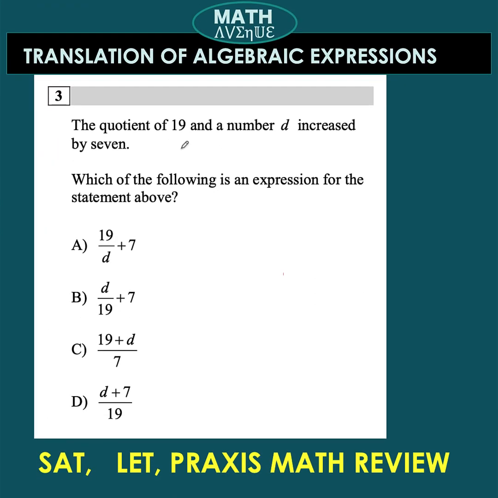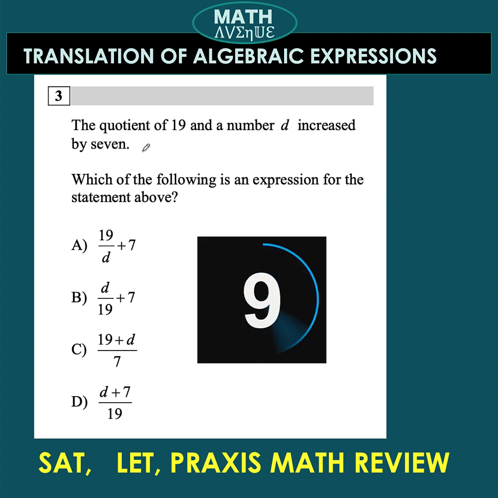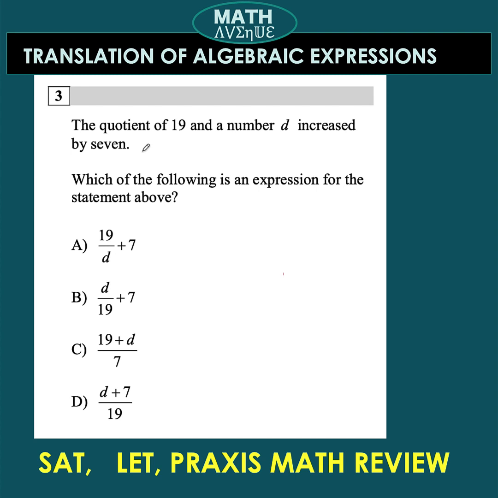The quotient of 19 and a number D increased by 7. Try this problem and I'll show you the answer in 10 seconds. Now let's solve this problem together. The quotient of 19 and a number D is written as 19 over D. Increased is addition by 7. So the answer is letter A.